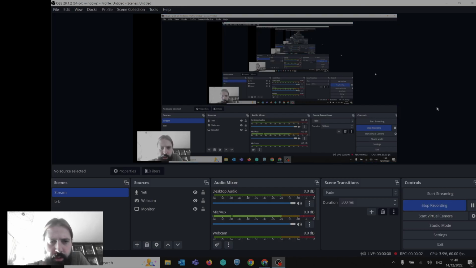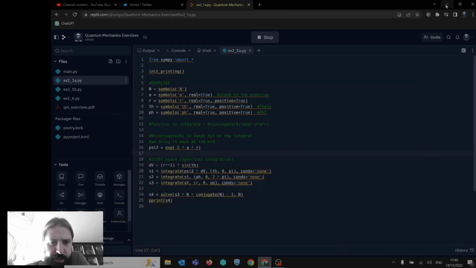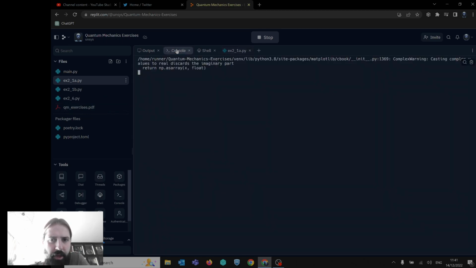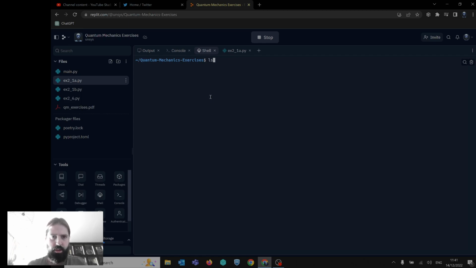Okay, so what I will be doing is a recap on the quantum mechanics exercises because I kind of forgot where we were. It would be great if one could open PDFs in Replit directly. Probably you can if you just open it from the console, or from the shell. Is PDF a command at all? No.